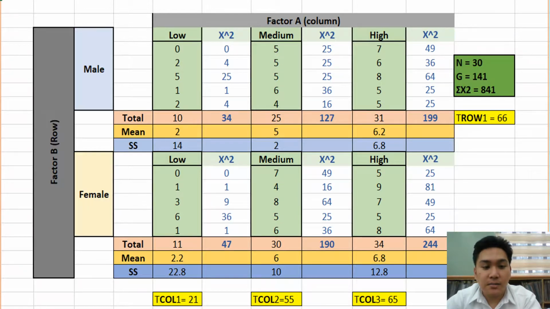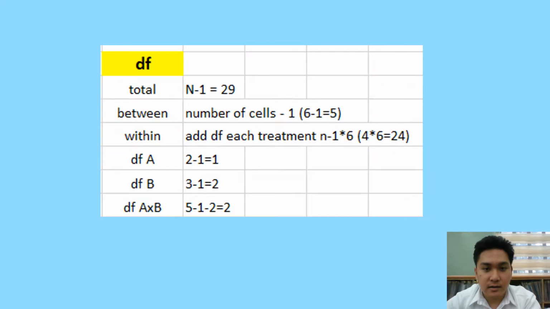G is attained by the summation of all totals, for example, T row 1 and then T row 2. You can't see it, but it says here it's 75. And when you add them, it's 141. Then the summation of x squared is 841, or when you get the total of 34, 127, 199, 244, 190, and 47.